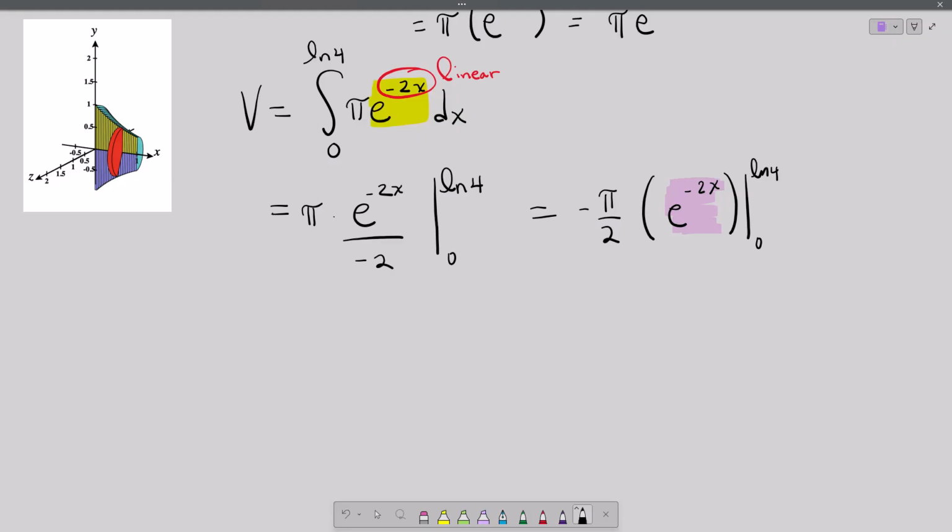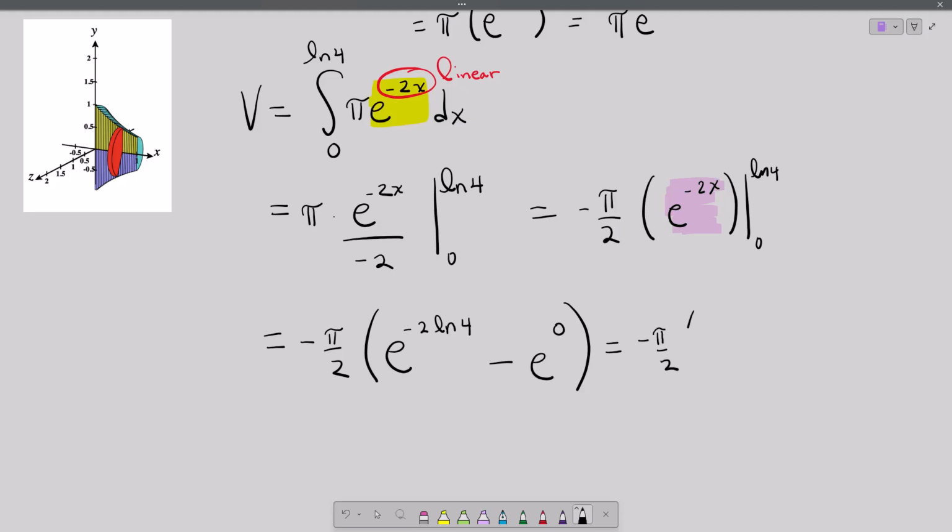And this one, when you plug in 0, you do not get 0. So upper limit is going to be e to the negative 2 natural log of 4. There's the upper limit evaluated. Now we subtract off the lower limit evaluated. So plug in 0 for that x, negative 2 times 0, 0. All right, now we have to do some algebra.